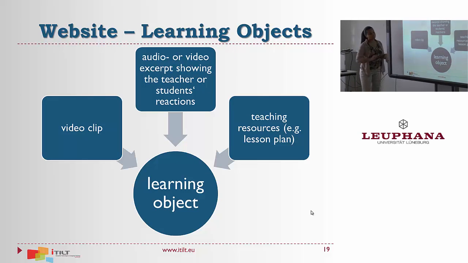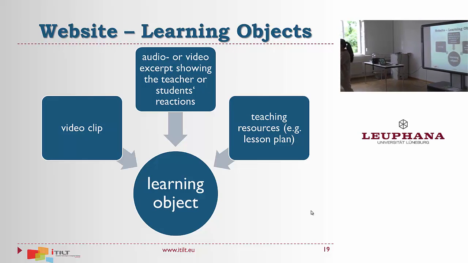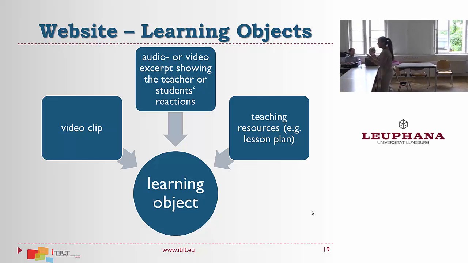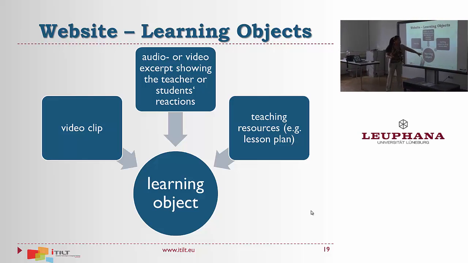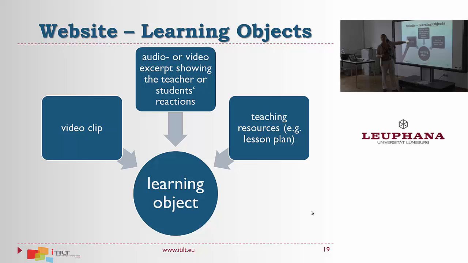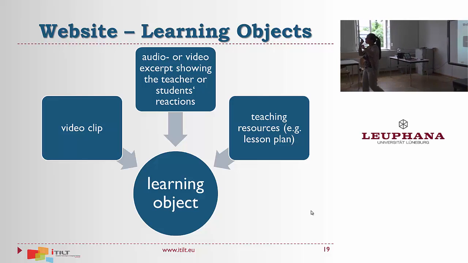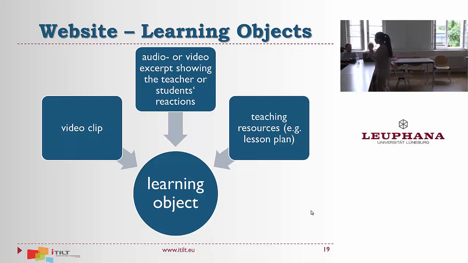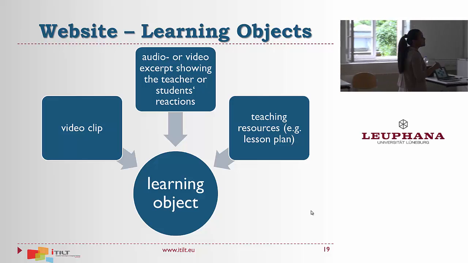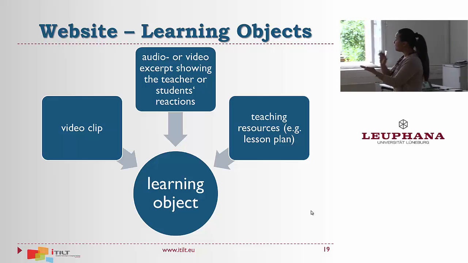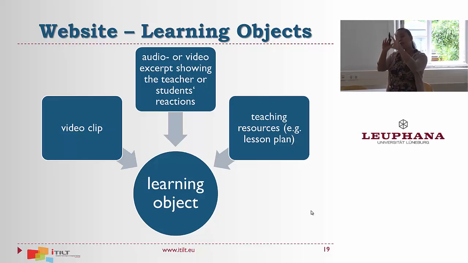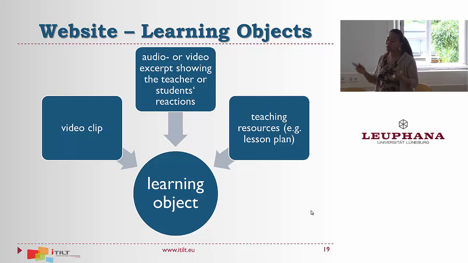So if you go online to our website, which I'm sure after this session everybody's going to take a good look at, right? You are going online, and here you're going to have the so-called learning object, where you have a video clip, you have excerpts showing the teacher or students' reactions. So some parts of the interviews with the teachers and the learners where they said something about that sequence. And then we have some examples of teaching resources that were used in that specific lesson. Okay? So we have a very rich learning object that people can use.